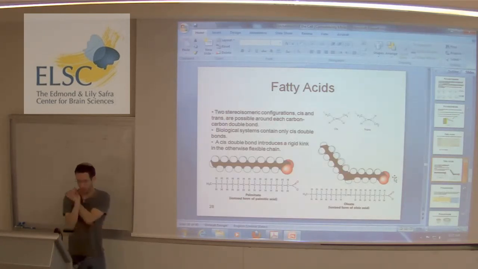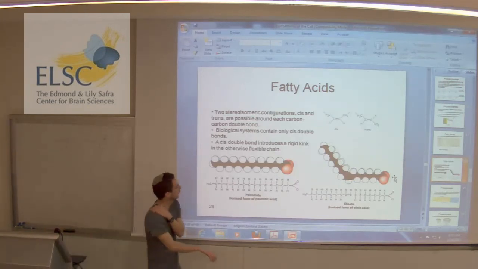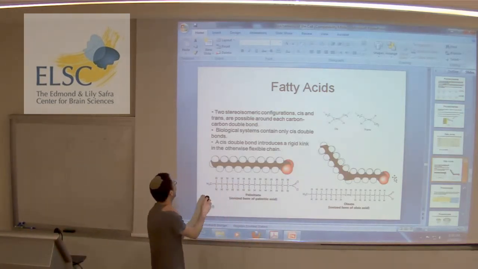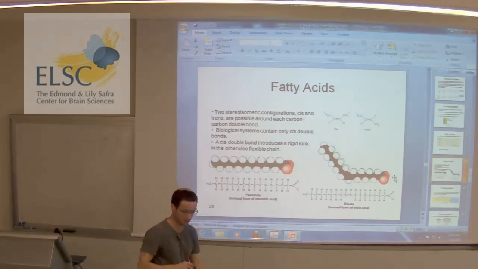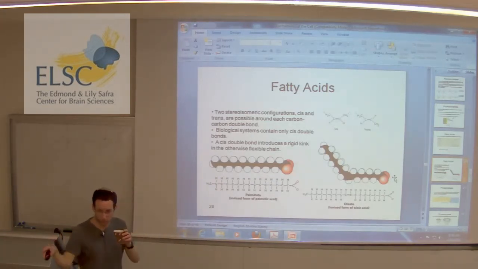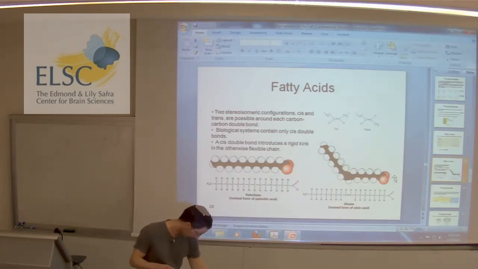It says double bond. Biological systems contain the cis double bond, and the cis double bond introduces a rigid kink in it. So the question is exactly on this slide. But is it a trans double bond? Well, fatty acyl chains in organisms only contain cis double bonds. They don't have trans in them. The trans are when you cook the oil and so on, but it is a biological system. A double bond in a carbon chain of a fatty acid will cause.